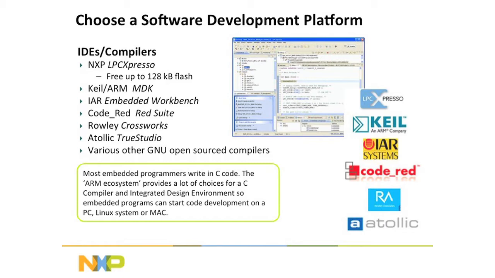Keil, IAR, those are two pretty big names in the industry. I mean, their tools are pretty common. They all support all of the parts that we have. Rowley Crossworks and Atollic are also two basically lower cost IDEs, and they also have support for our parts. And the GNU compiler that CodeSourcery maintains also has a lot of NXP support. So there's a lot for you to choose from when it comes to development tools for the NXP parts.